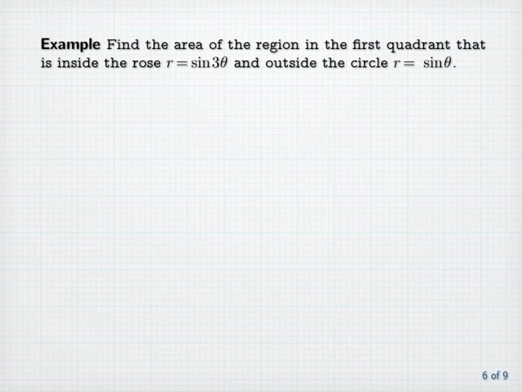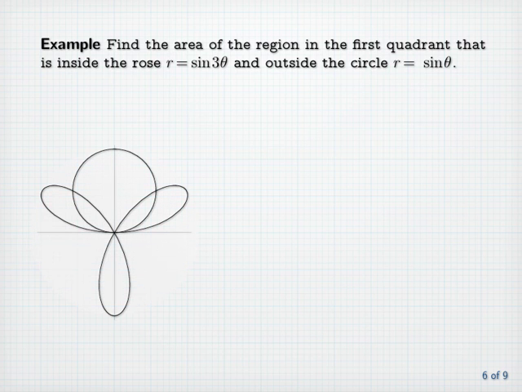Example: find the area of the region in the first quadrant that is inside the rose r equals sine 3 theta and outside the circle r equals sine theta. Here's a picture of the rose and the circle. The region in the first quadrant that's inside the rose and outside the circle is shaded here. Note that the outer curve is the rose and the inner curve is the circle.